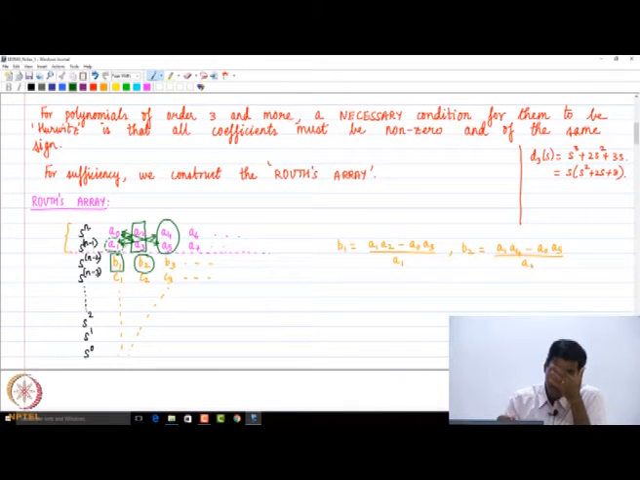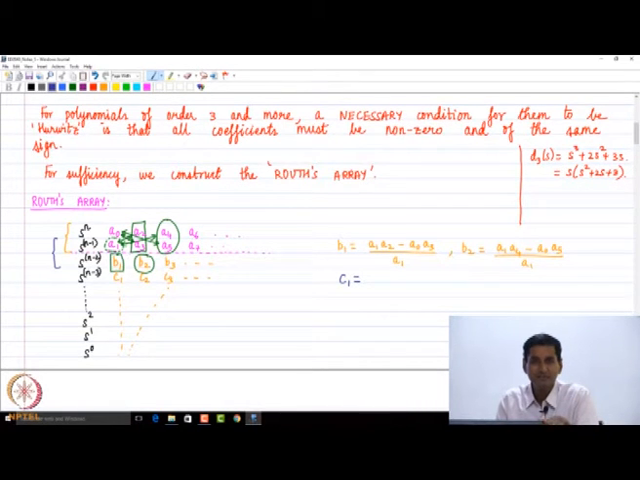Now we come to the s power n minus 3 row. I want to calculate c1, c2 and so on. If I want to calculate c1, what should I do? If I follow the same process, first I choose the two rows immediately above s power n minus 3, which are the s power n minus 1 and s power n minus 2 rows. I look at the two rows above it. You can immediately figure out the pattern, right? It's going to be b1 times a3 minus a1 times b2 divided by b1.